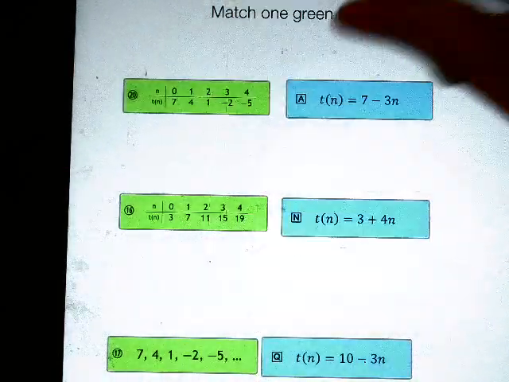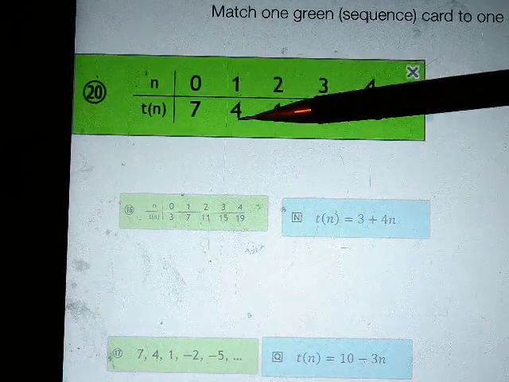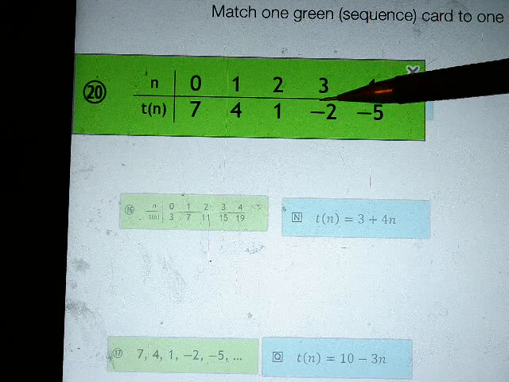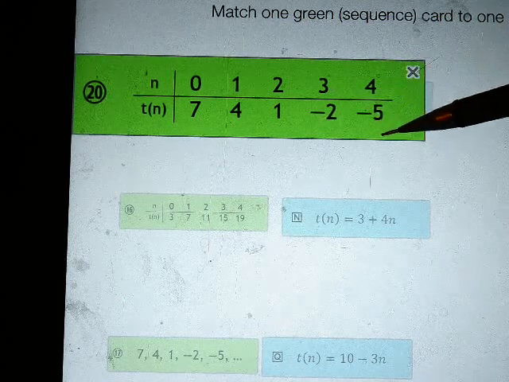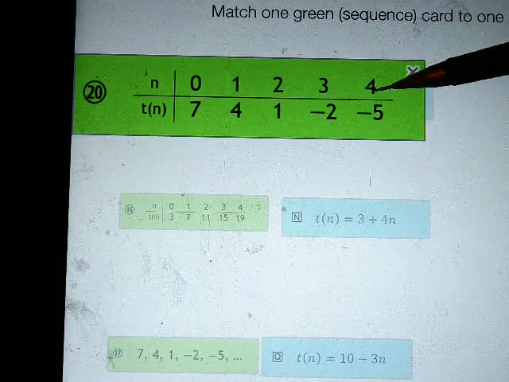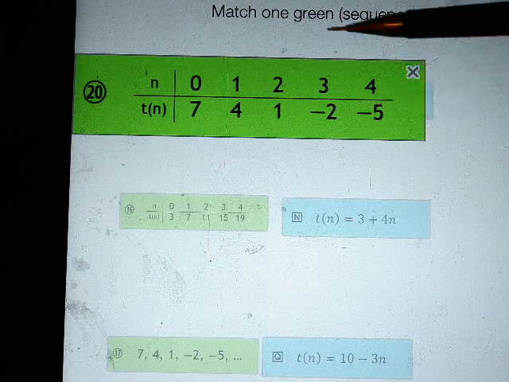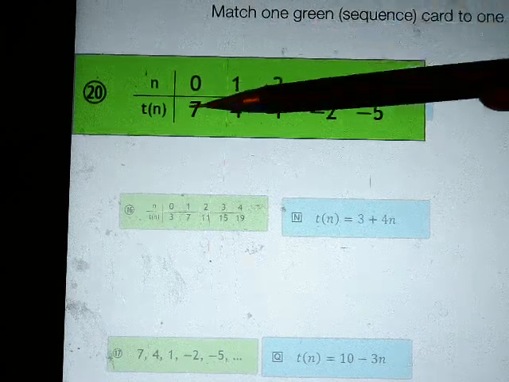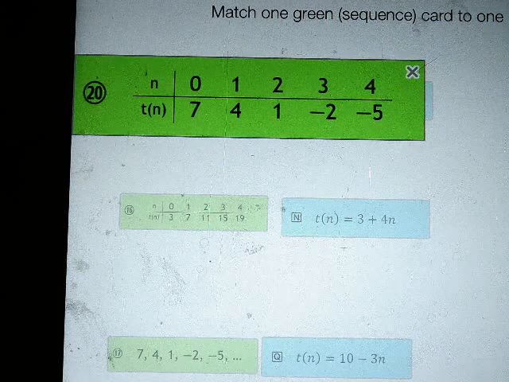The same thing goes for any table. The first term in this one is 4, the second term is 1, the third term is -2, the fourth term is -5. So you can tell that the n just tells you which term number we're talking about. The actual term in the sequence, though, the important stuff, is in the bottom row.